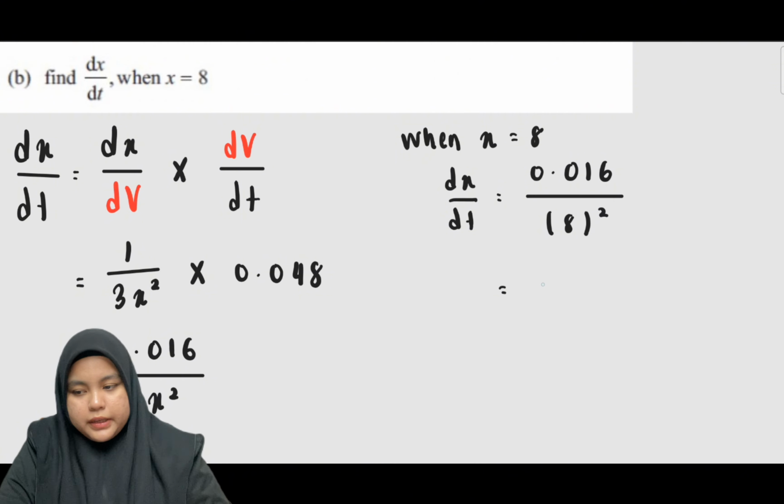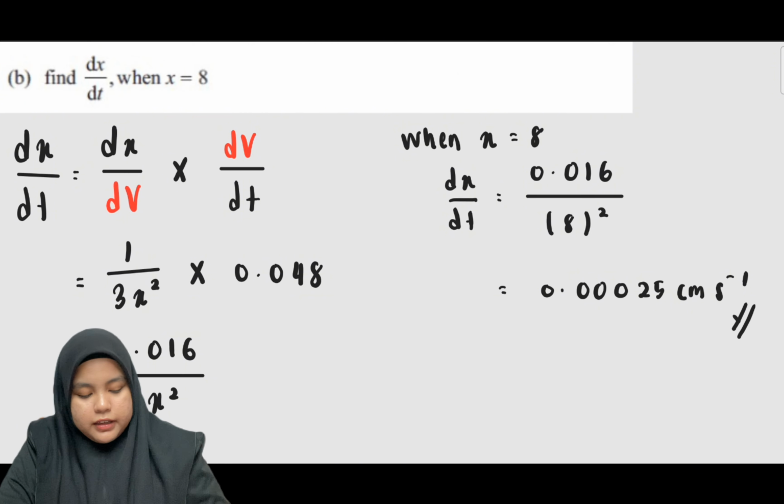So dia akan dapat 0.00025 cm per second. And itulah jawapan dia untuk B.